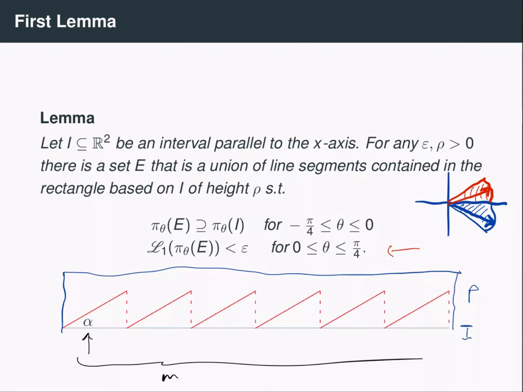So thus, as you can see, if I take this set and project in any of the directions between minus pi over 4 and 0, okay, any line going at that angle is going to pass through both these red lines and the set I. And so the projection will contain the set I.